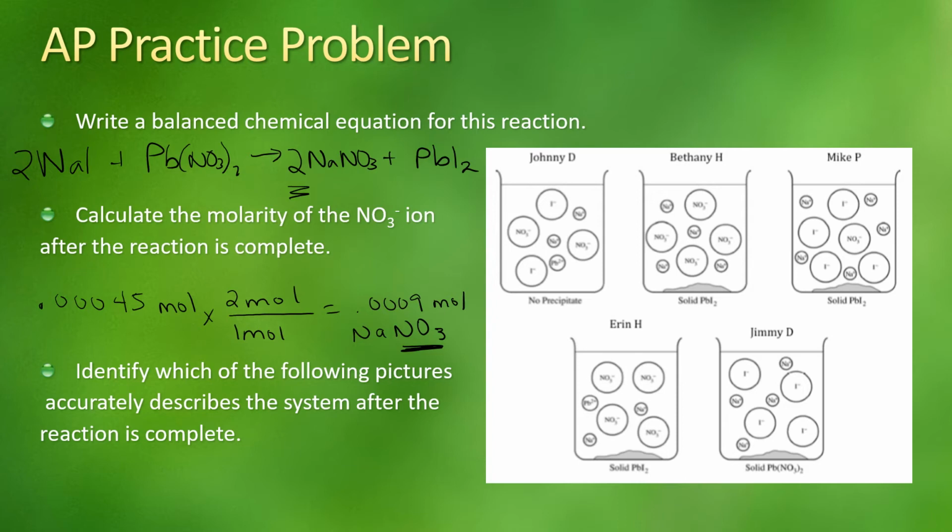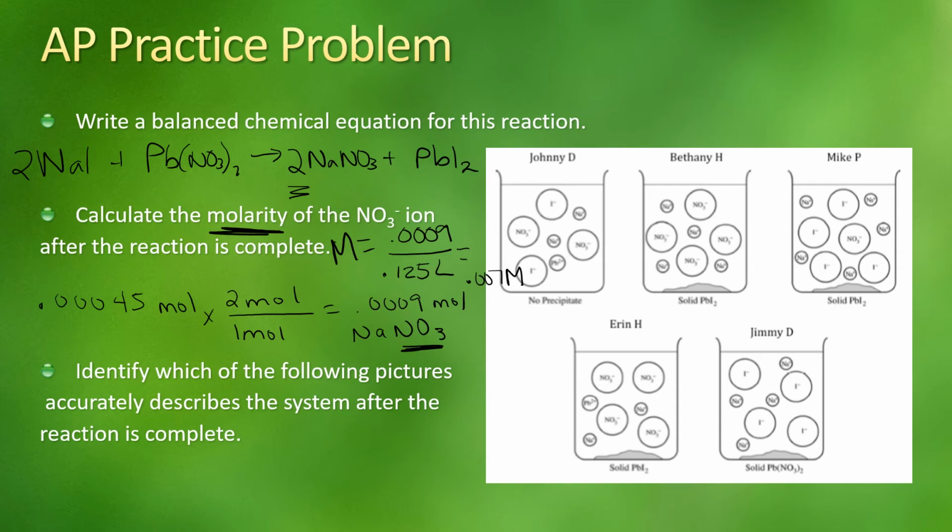This question here asks me for the molarity, so I need to make sure that I take my moles and I divide them by my volume. So in this problem, my moles are 0.0009. We were told in the beginning of the problem that we had a 125 milliliter solution, which is the same as saying a 0.125 liter solution. So doing some math, what we should find is our nitrate ion has a concentration of 0.007 molar.